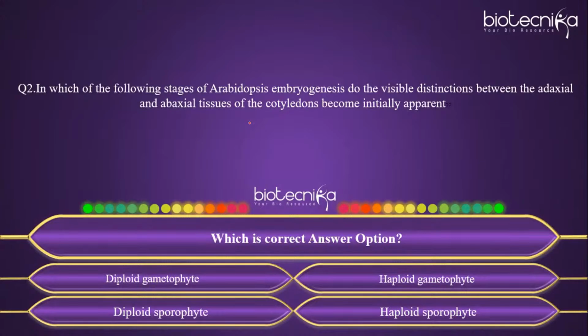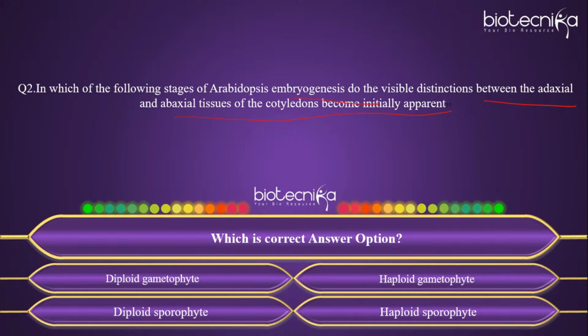In which of the following stages of Arabidopsis embryogenesis do the visible distinctions between the adaxial and abaxial tissues of the cotyledons become initially apparent? Okay, first of all, students, you need to understand the question, what has been asked to you. That is very, very important. So, in which of the following stages?